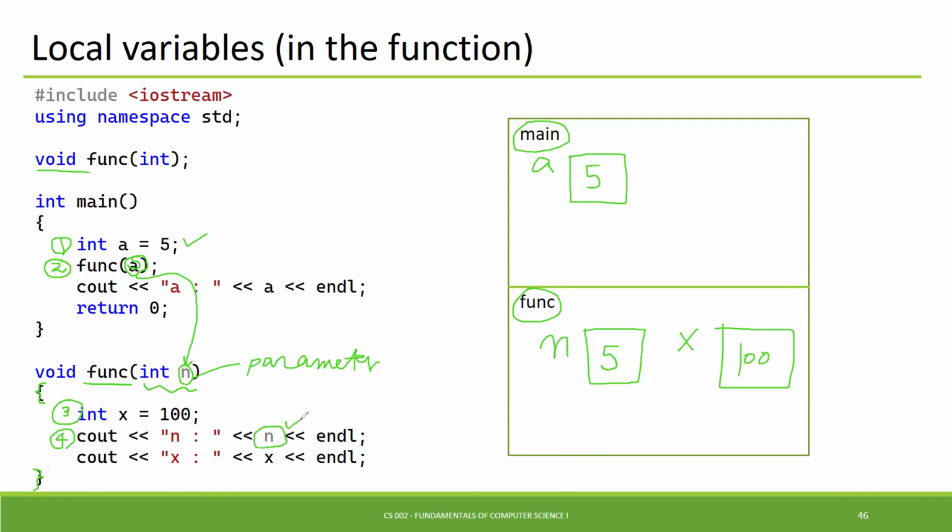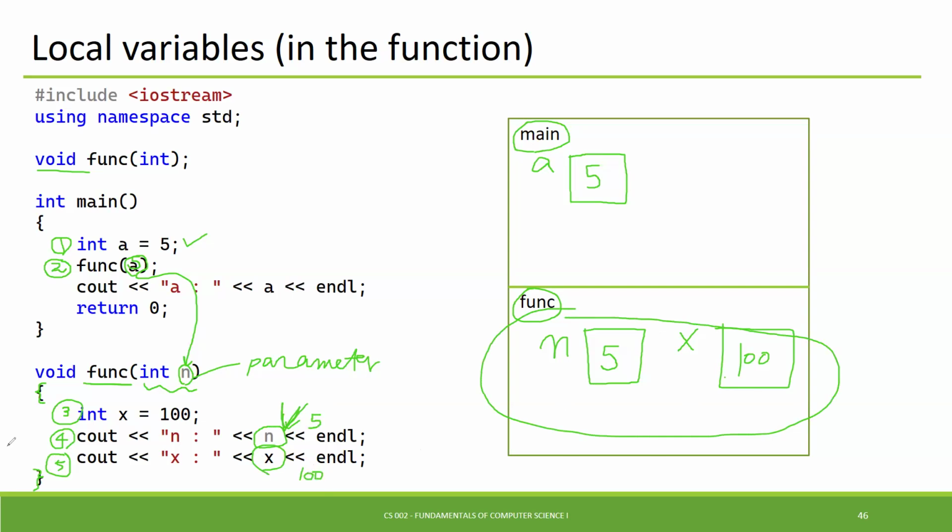Then at that time, the computer will check whether there is N in the function. At this moment, the computer will see if there is N in this area. Yes, there is. So 5 will be printed out. It's the same thing: the computer will see there is X. Yes, it is. It is 100. So 100 will be printed out.